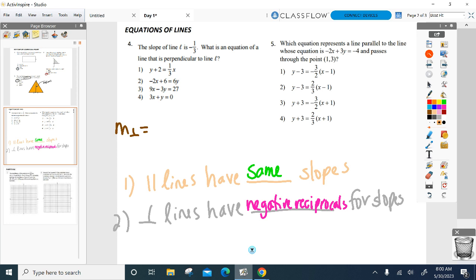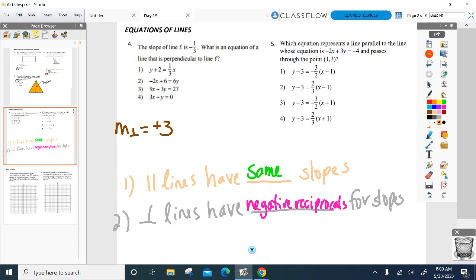Positive 3. Good. Everyone good on how I got positive 3? All right, now I have to figure out which choice has a slope of positive 3. And we are not just going to look at them. We need each of those choices to be in y equals mx plus b form. So you can't just look at it and circle wherever you see a 3, because if you do that for choice 4, you're wrong. We need it into y equals form.